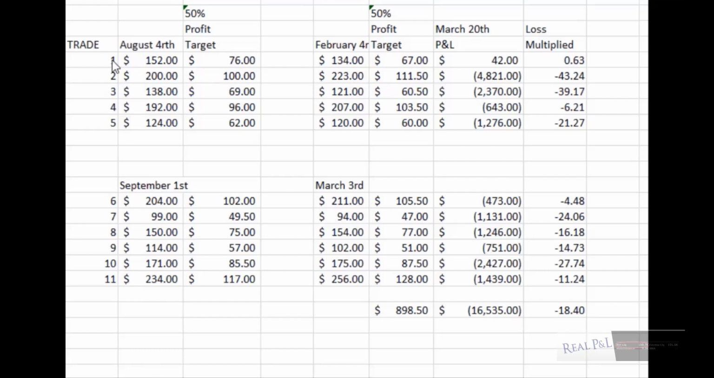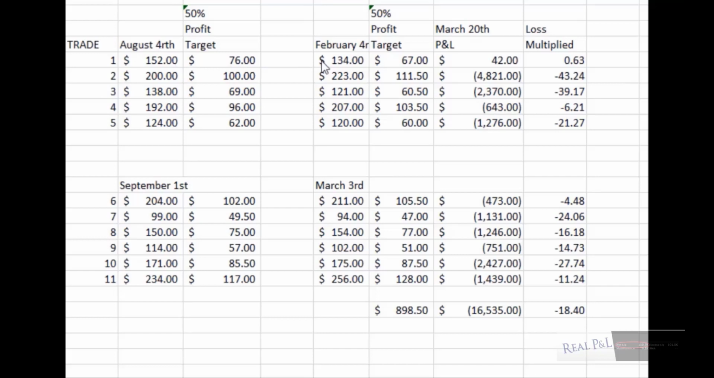So for example, position number 1 was like a broken winged butterfly. And they brought in $152, and their profit target typically is half of what they sell their premium for, sometimes a little less, but I just went with half. So they're trying to make $76 on this trade number 1.